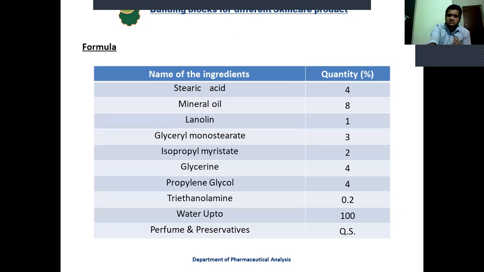There are 6 or 7 ingredients, or even 4 or 5, based on that particular product. So various ingredients will be there and their quantities will be there. Now whenever you see that particular formulation, you have to find out which one is my aqueous phase and which one is my oil phase.